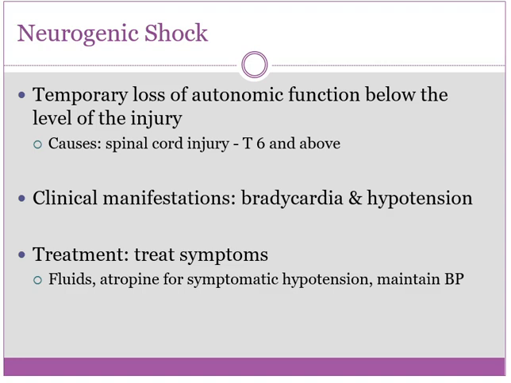Okay, so let's talk about neurogenic shock. People who have neurogenic shock are patients who have had a spinal cord injury at T6 or above. If it's below T6, they are not going to have neurogenic shock. This is temporary loss of autonomic function below the level of the injury. This occurs in the hospital setting. They will not have this long term.